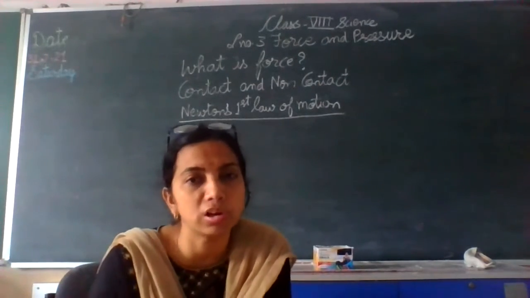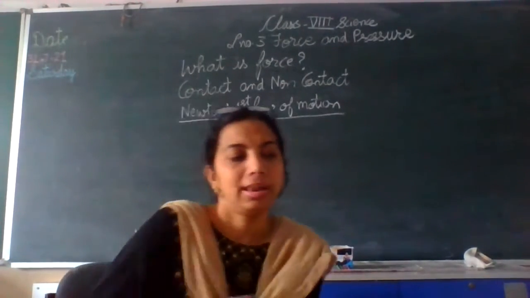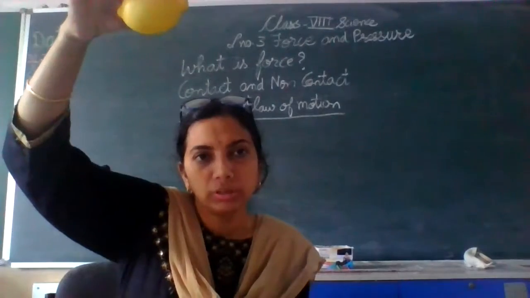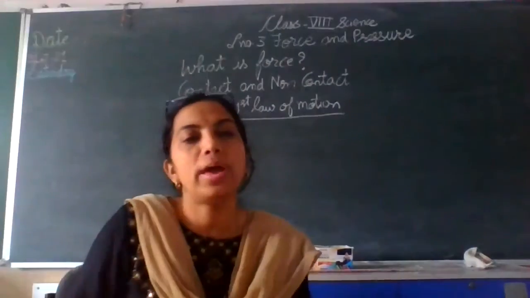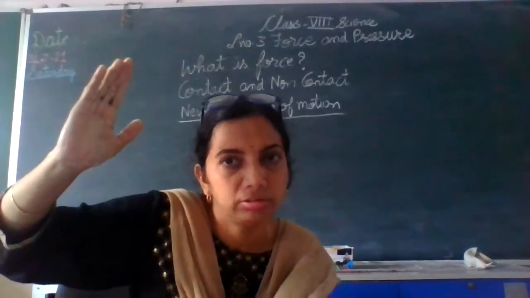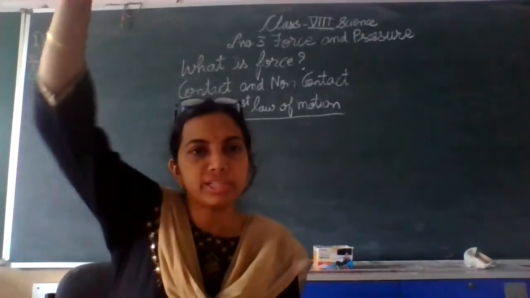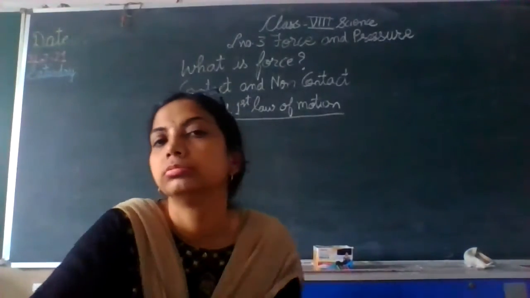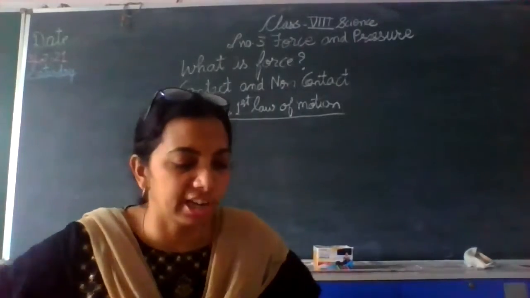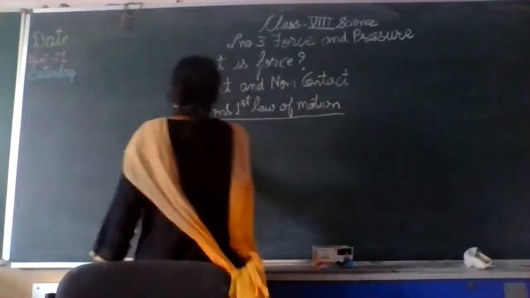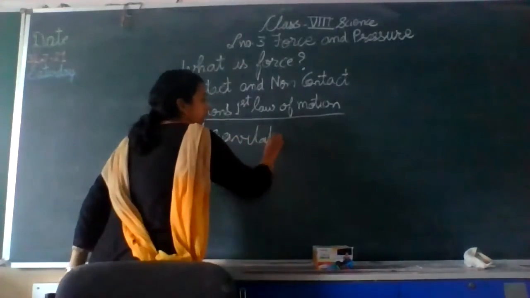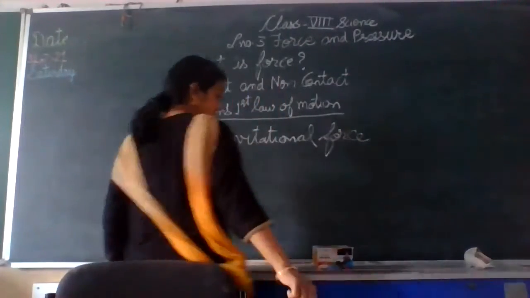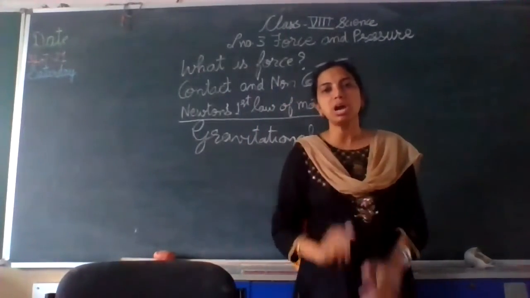Then how does non-contact force occur? Have you seen any fruit, say a mango, falling from a tree? Where does it go? If a fruit falls from a tree, where does it go? Is it going upwards? No, obviously it goes down. What is pulling it down? Can you tell me? Obviously, it is the gravitational pull of the earth. Gravitational force of the earth is pulling the fruit down from a tree.